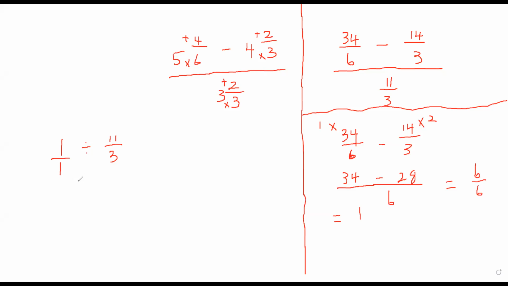So with division now, what we need to do is change the sign to multiplication. And then we need to upturn the second fraction. This is our second fraction. All right, we upturn it, we flip it. So the 3 will come at the top and the 11 will come at the bottom. And then we multiply across. So we have 1 times 3 is 3. And 1 times 11 is 11. So basically our answer is 3 upon 11.